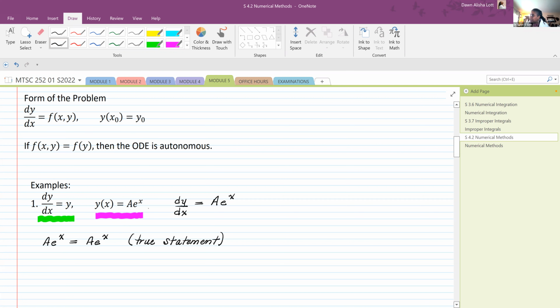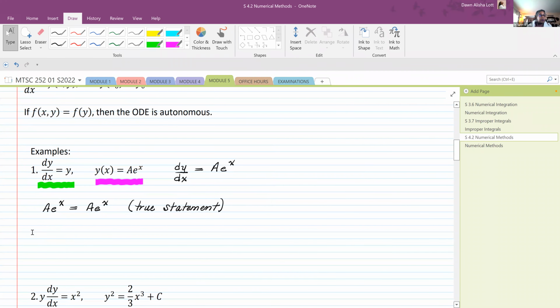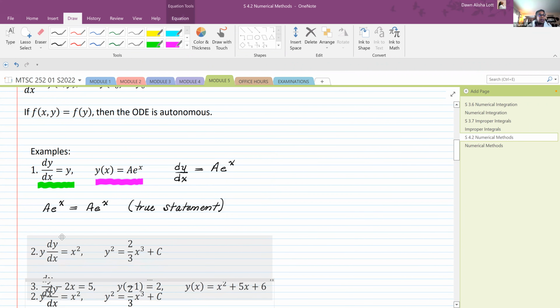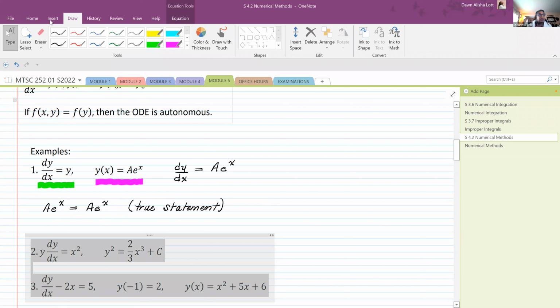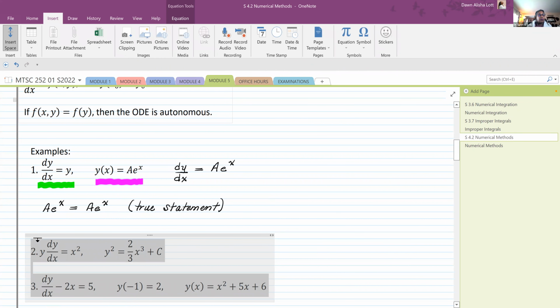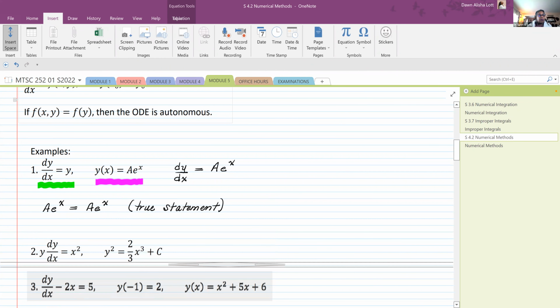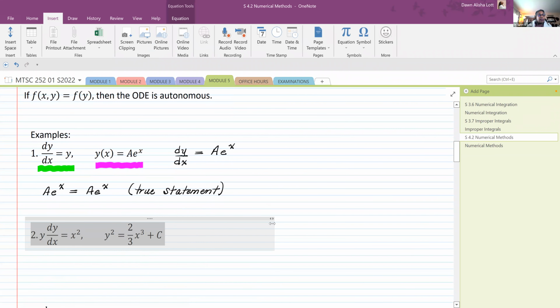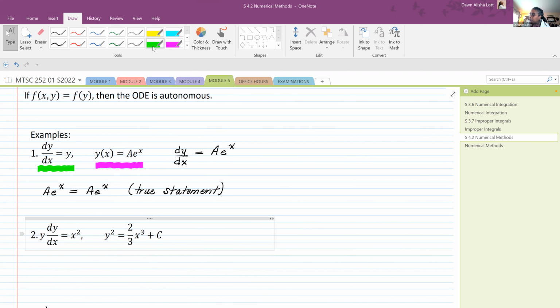So y of x equal to ae to the x is indeed the solution. All right, so let's look at number 2. Here's the differential equation, and here's what I'm telling you the solution looks like.